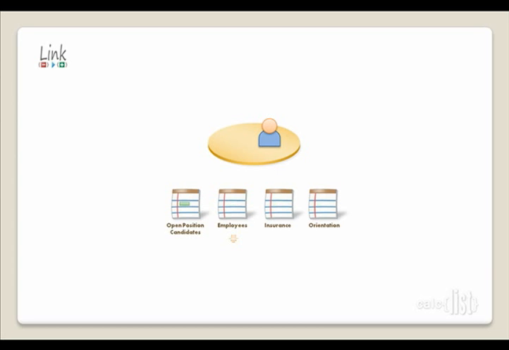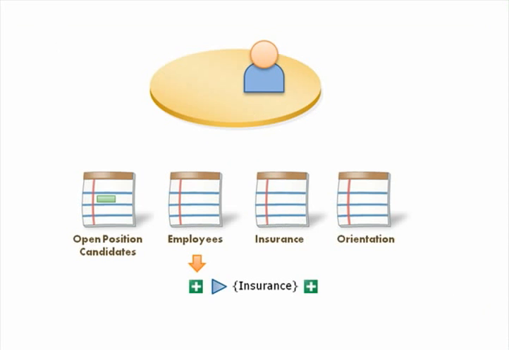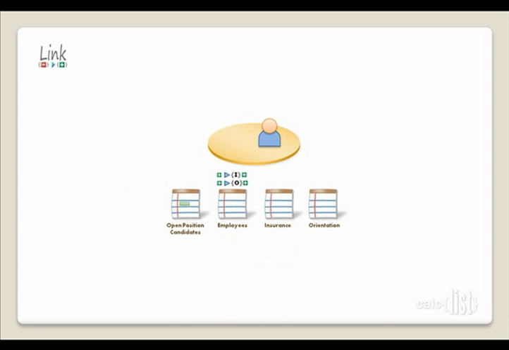Blue Shirt sets up two links from the employees list. The first link says when the new employee is added to the employees list, go to the insurance list and also add the new employee. The second link says when the new employee is added to the employees list, go to the orientation list and also add the new employee.